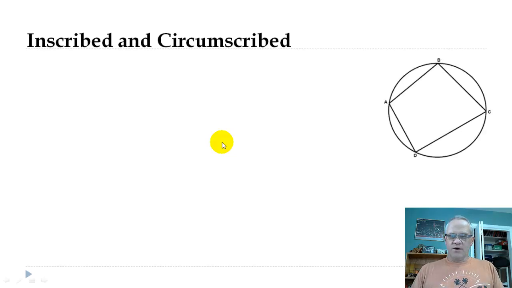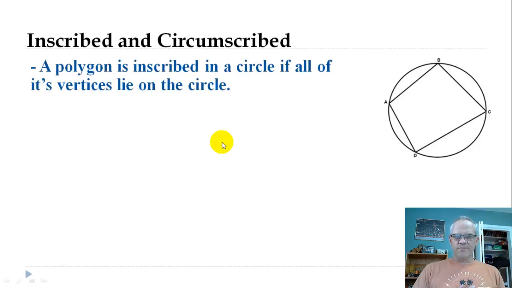All right, then inscribed and circumscribed. Here's an example that we're going to talk about. In this case, this is a polygon, and we would say it's inscribed in a circle because all of the vertices, B, C, D, and A, lie on the circle. All the vertices of the polygon lie on the circle, so we could say it's inscribed inside of that circle.